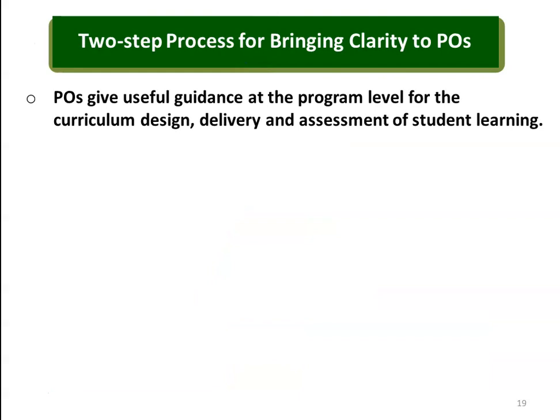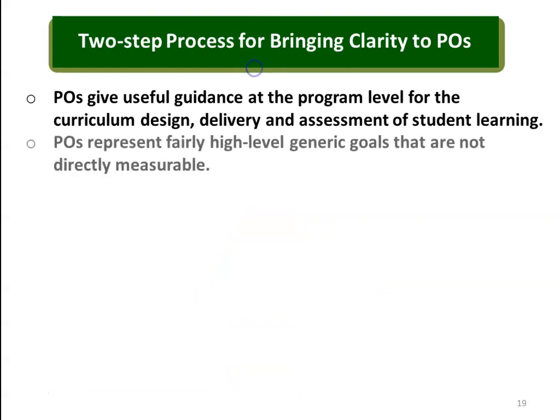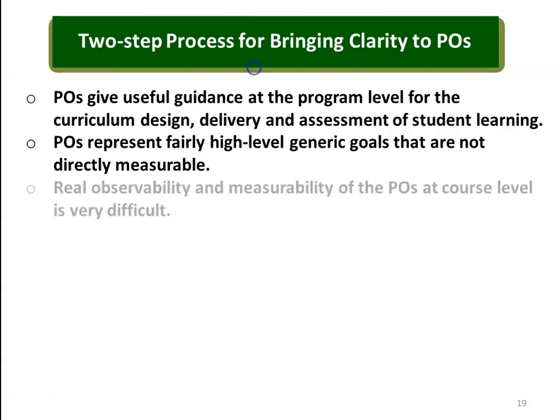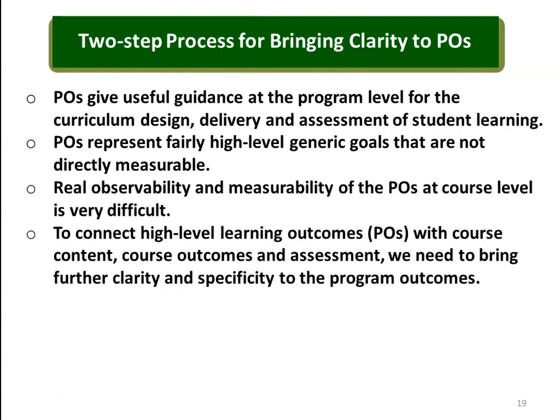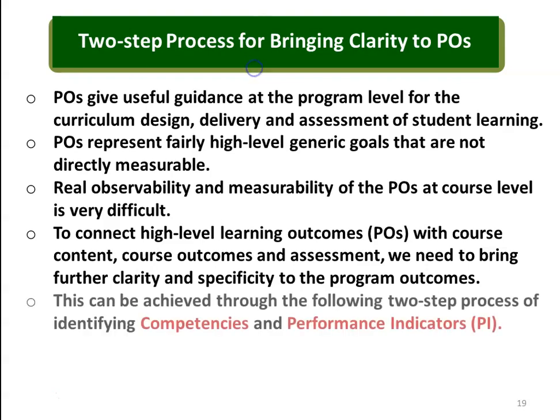The two-step process. POs, program outcomes, give useful guidance at the program level for curriculum design, delivery, and assessment of student learning. A PO represents fairly high-level generic goals that are not directly measurable. So observability and measurability of the PO at the course level is very difficult. To connect high-level learning outcome POs with the course content, course outcome, and assessment, we need further clarity and specificity to the program outcome.